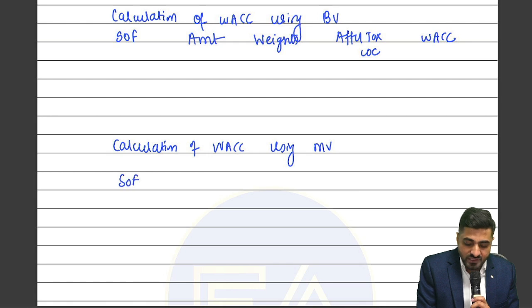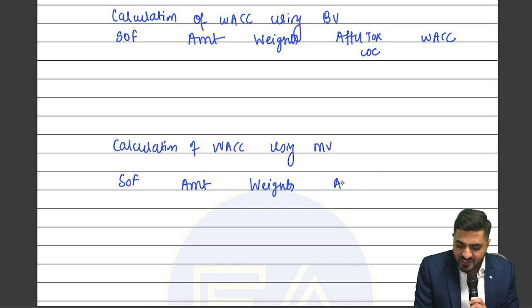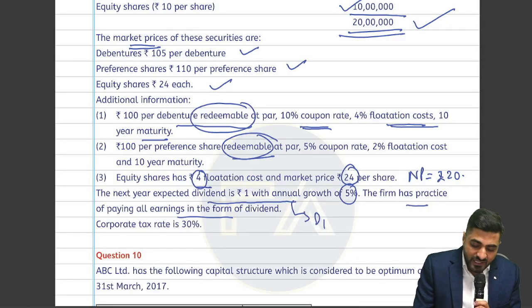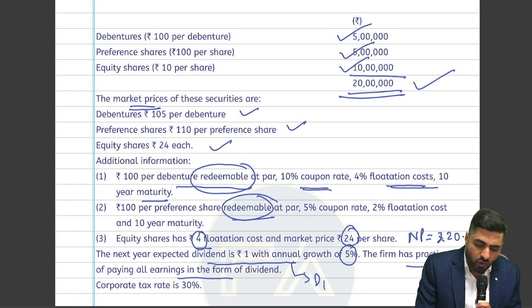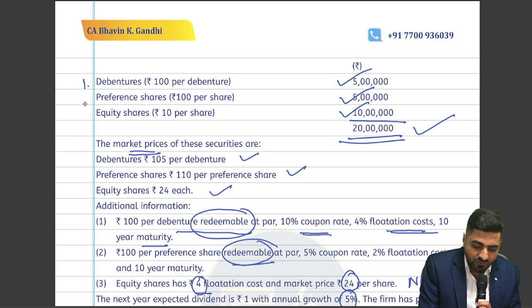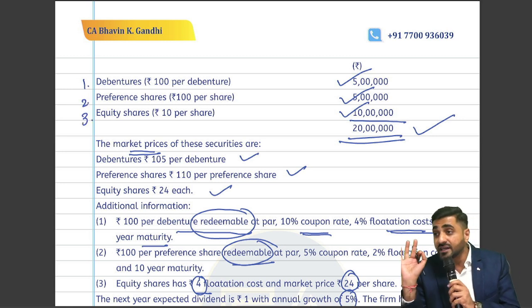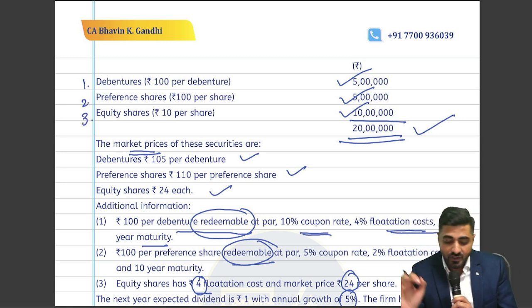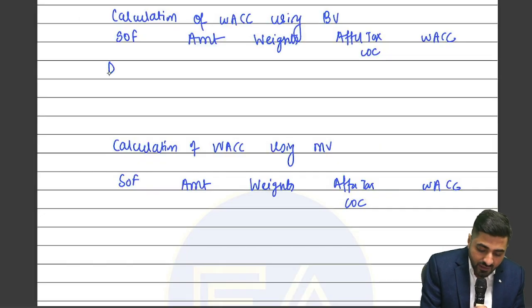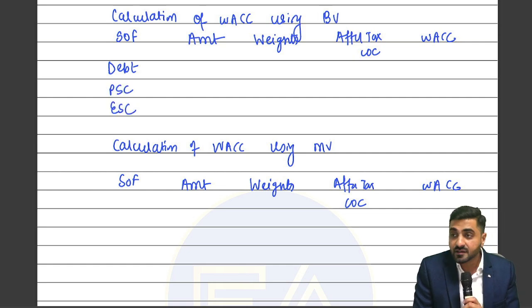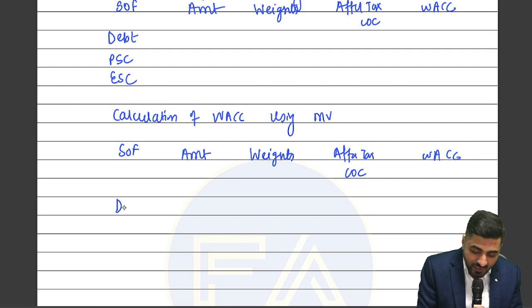So there is going to be sources, amount, weights, after tax cost of capital, and the last one is your weighted average. Can you please tell me, in your book value weights, what are the types of instruments? 3 types of instruments. What are the 3 types, beta? Debentures, preference shares, equity shares. So here also there will be 3 parts, beta. Debentures, preference shares.